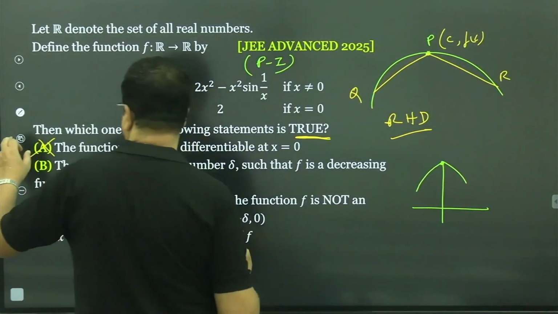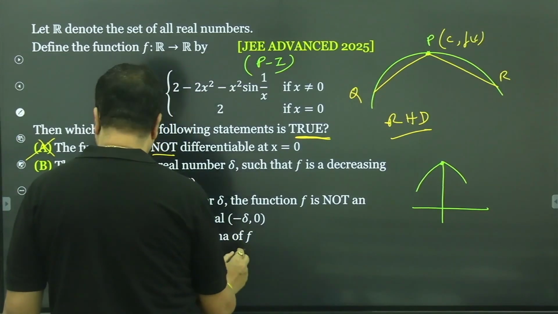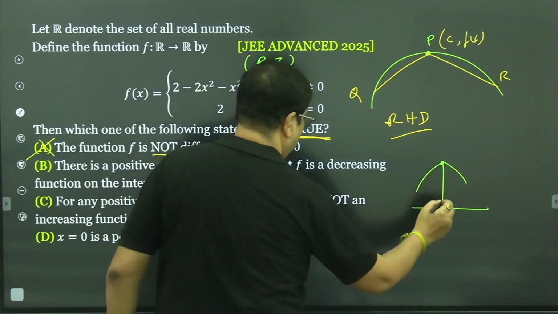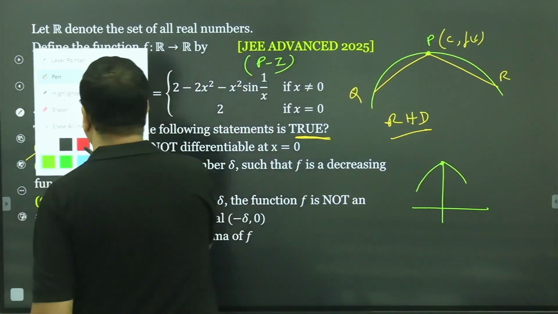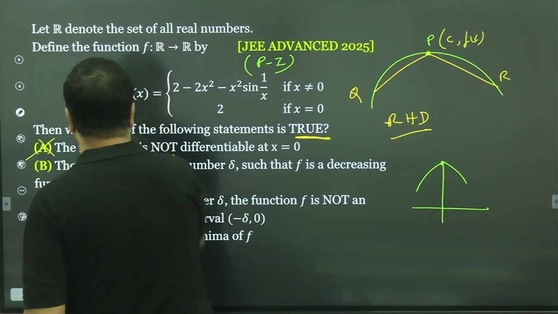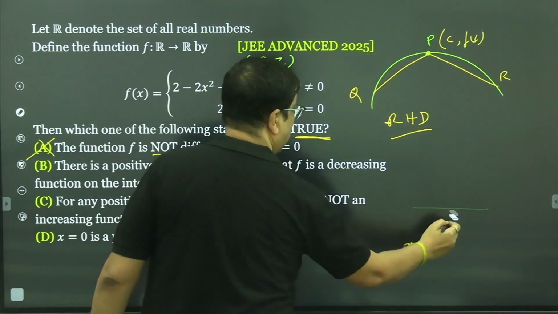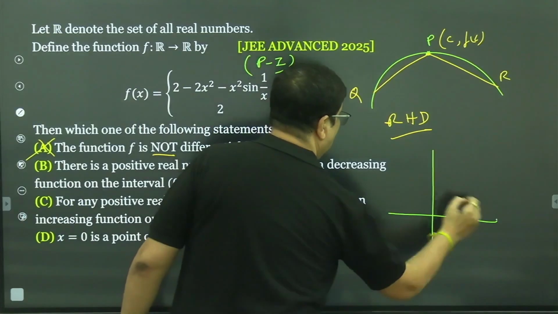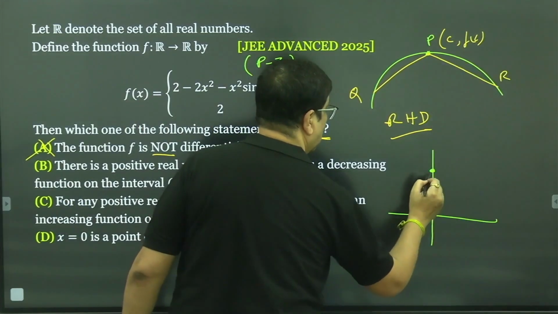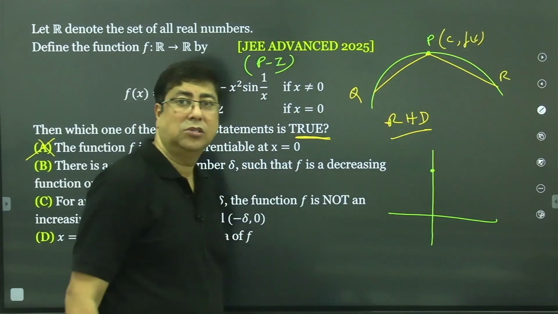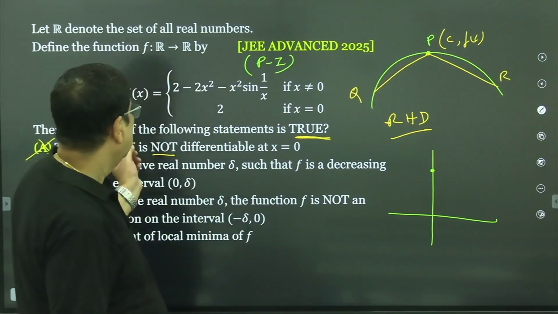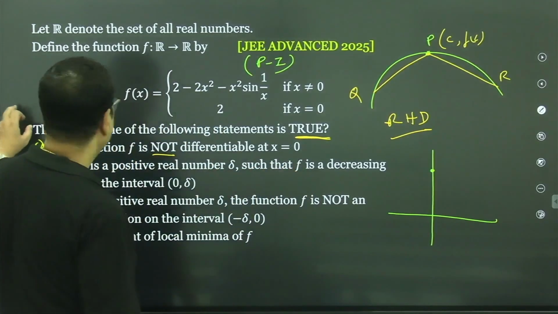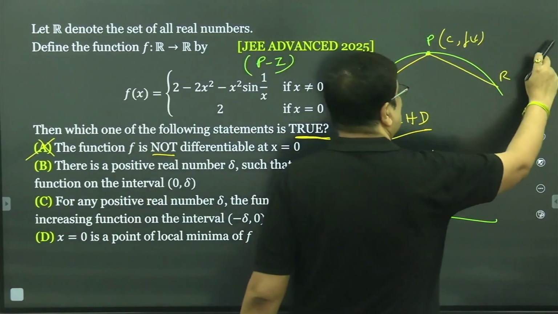In this case, x equal to 0 is the point. When x equal to 0, the value of the function is 2. I am just cancelling this portion, and I am explaining this properly. So just see, everybody. At x equal to 0, this is 2, and x tends to 0, x greater than 0 or less than 0. Let us discuss about this.